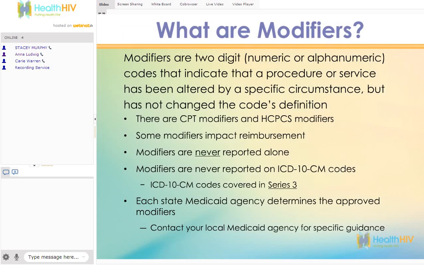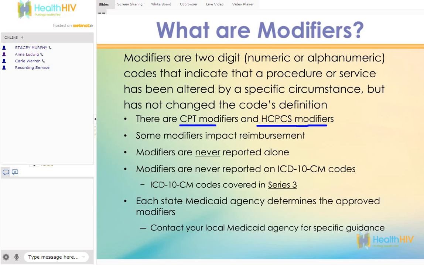So, modifiers we spoke about. We talked about quite a few types of modifiers. Modifiers were covered in Series 1 and 2. Modifiers are just two-digit codes, but in actuality they're not codes that you append to any type of service, but they are appended to the CPT or the HCPCS codes. Modifiers describe a situation or circumstance that doesn't change what's in the code's description. And there are CPT modifiers and there are HCPCS modifiers.